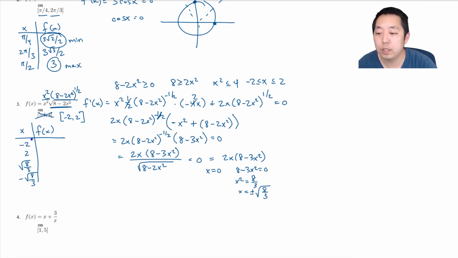Okay, but when I plug in those points, like 2 or negative 2, I'm simply going to get 0 because this part is going to be equal to 0. It's going to be 2 times 4, which is 8. 8 minus 8 is 0. So these are 0.